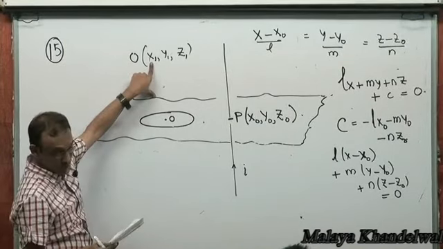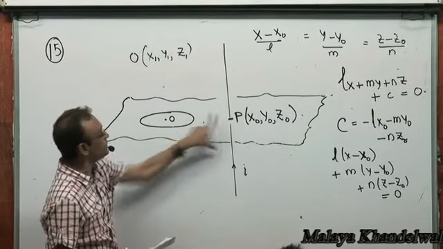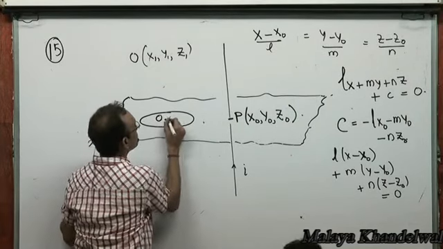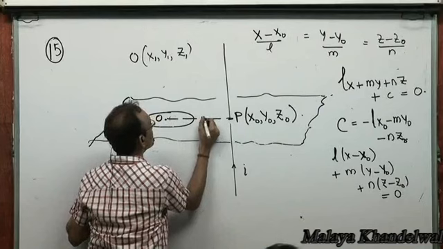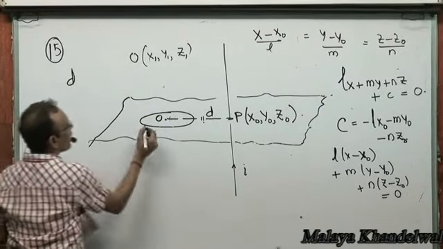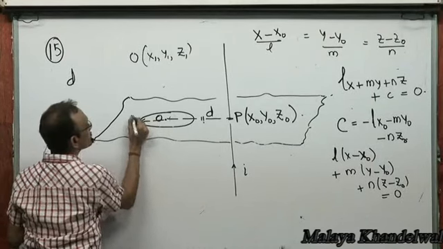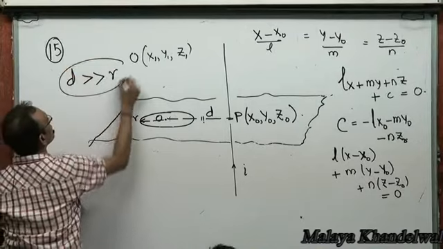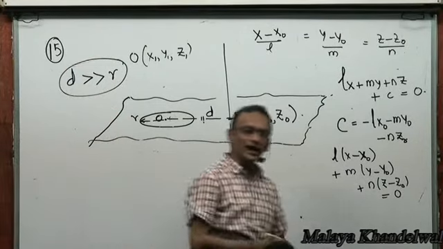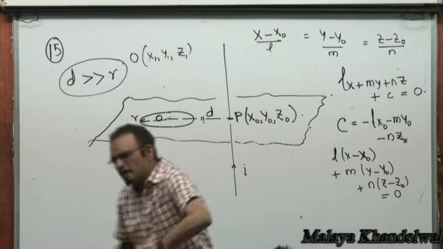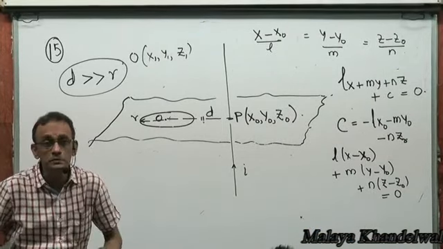And D, as you can see from the problem, is the distance between P and O. It's given that if r is the radius of this circular loop, D is much larger than r. That means the circular loop is really small for the sake of calculations, right?